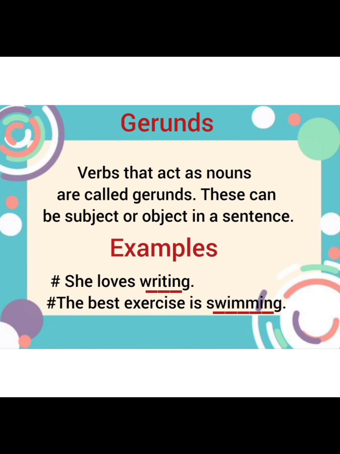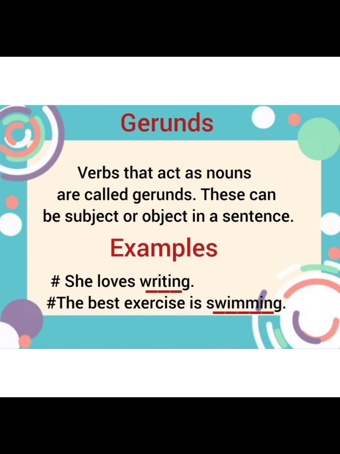Means when we talk about nouns, nouns can be either at the place of the subject or at the place of the object. So that's how the verbs that function as nouns are called gerunds. Now, she loves writing. Now she is your subject, loves is the verb, and writing is the object here, and it is at the place of the noun, or at the place of the object that functions as a noun.